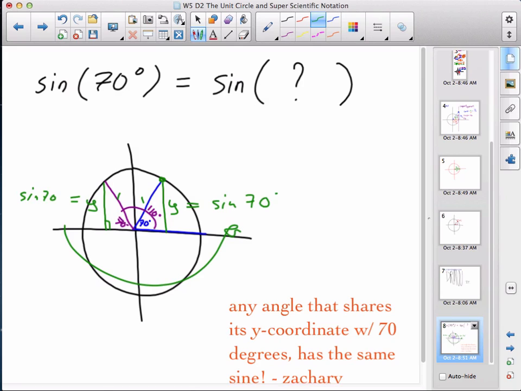And I like it. Zachary's saying, if this angle is 70 from the x-axis, and this angle is 70 from the x-axis, then this angle here would be 110 degrees. So thus, we can say that the sine of 70 is equal to the sine of 110 degrees, right? Because they have the same y coordinate.